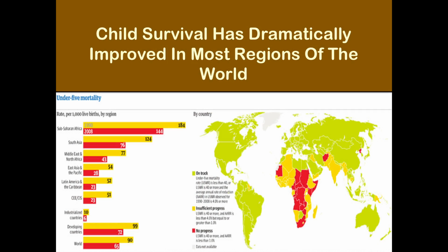We see for all the WHO regions that child survival has improved, in some places dramatically. We see over on the right that we still have some problem areas. Those nations represented in red are not on track to meet Millennium Development Goal number 4, that is decreasing child mortality by 2/3 by 2015. And those in yellow are making insufficient progress. We see that this is concentrated largely in sub-Saharan Africa and South Asia.